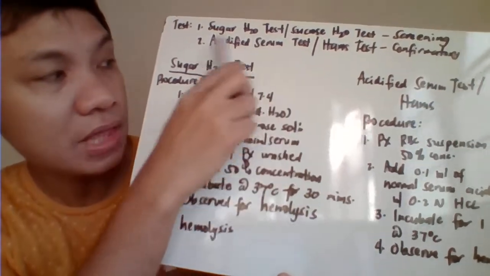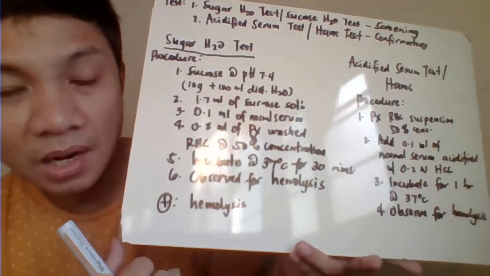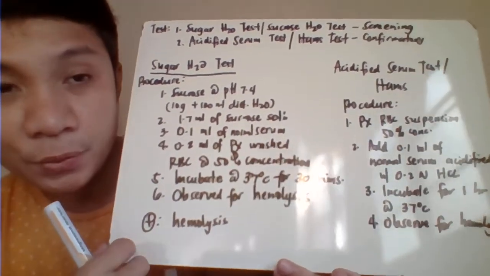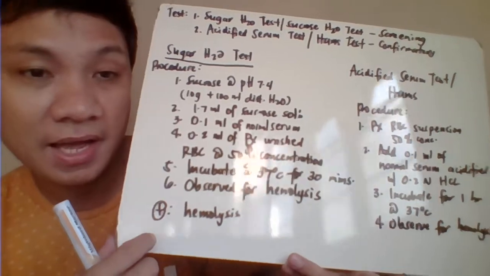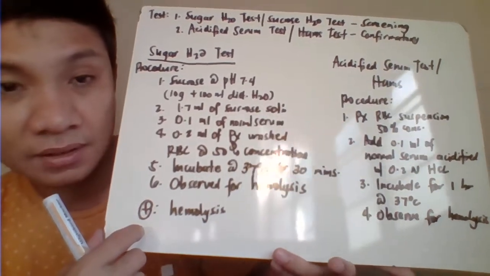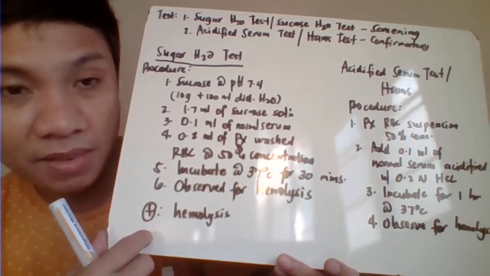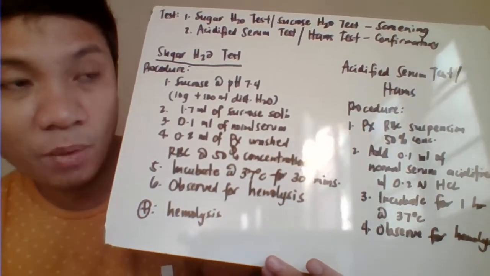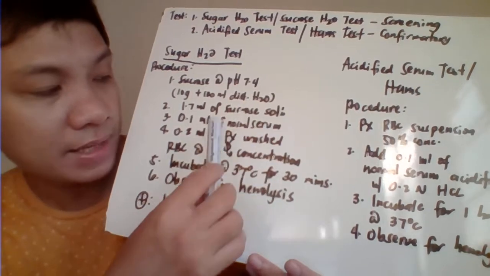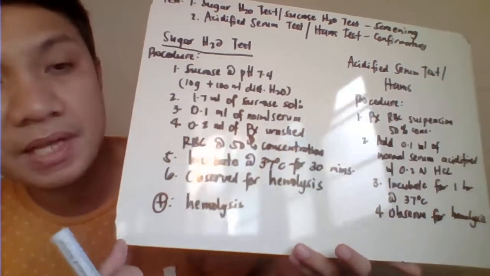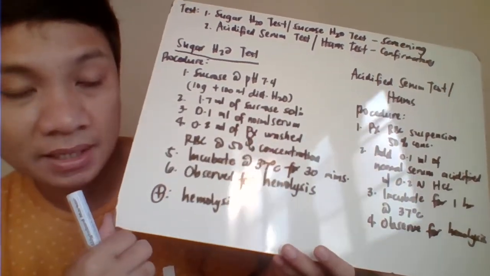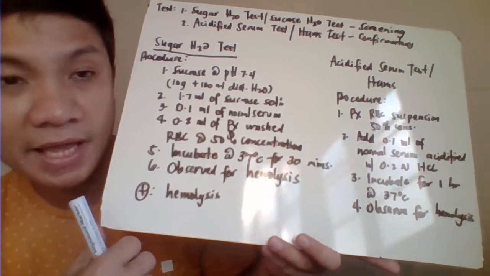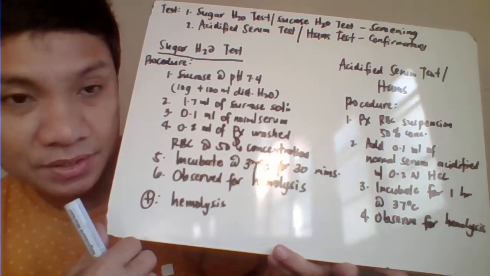For both tests, our sample would be the red cell suspension of the patient. So you need to extract the blood, citrated blood. Okay, you put it in citrate and then prepare a red cell suspension of the patient by washing. Okay, and try to produce a 50% concentration of the patient's red cells. Then your reagent for that is a serum. The serum here should come from a normal patient.